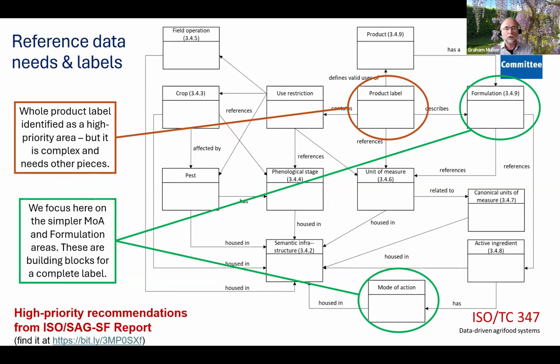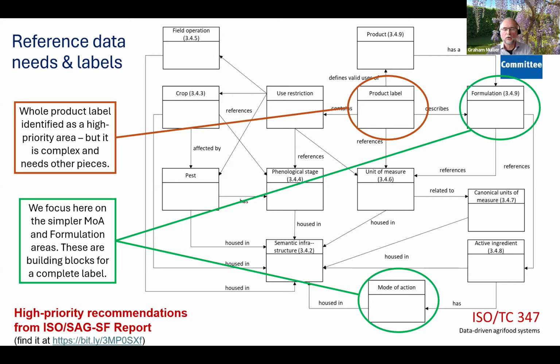We've got product label as one of those, but as I've just shown you, there's a lot on a product label. So we're starting with a couple of simpler things. The mode of action and the formulation areas that Sarah's pointed us towards are very important parts of the product, but we think that they're a simpler place to start. The building blocks of that complete label. So they align with what we're looking for from all these recommendations.